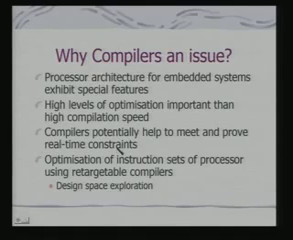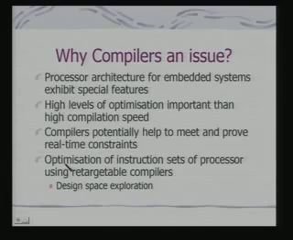Compilers potentially help to meet and prove real-time constraints, because if it can generate optimized code, then the possibility of meeting real-time constraints becomes higher. And in fact, you can actually prove from the number of cycles required for a computation, and depending on the clock speed of the processor, whether this computation would meet certain timing constraints or not.